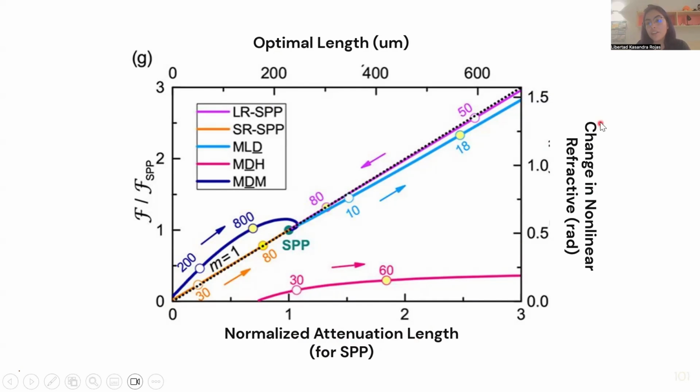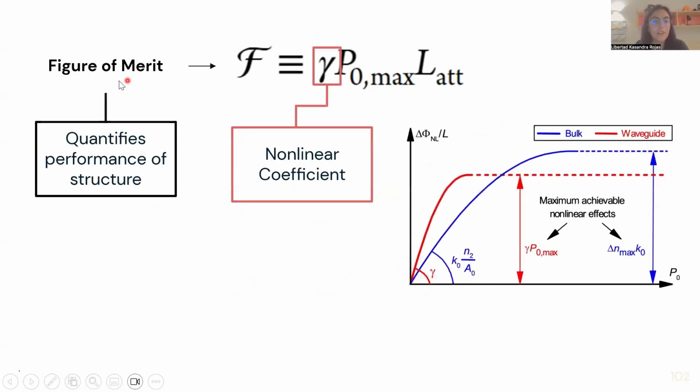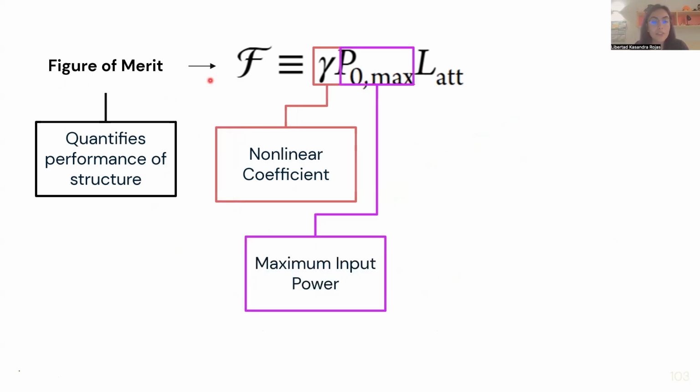Then we have our axis that tells us the change in nonlinear refractive index, okay? So pretty straightforward, we have already covered that. And finally, we have this value here. So what are these Fs? Now, these Fs that you see here are what are known as figures of merit, okay? They're just a way to quantify the performance of our structure. Now, this is one definition of a figure of merit. Throughout literature, you might encounter different types of figures of merit that try to quantify how good a plasmonic or, in general, any waveguide structure is.